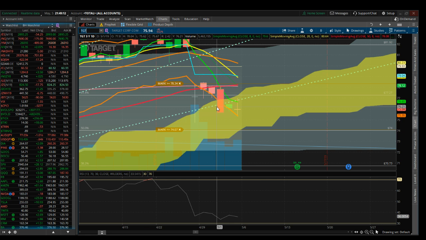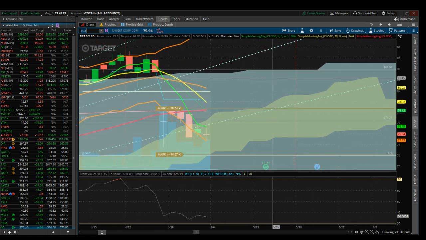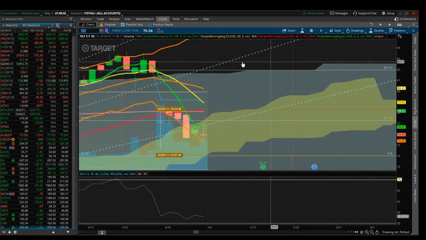So at this point, I'm observing how it behaves around the bottom of this cloud area, the 74.39 level. So let's say it chops down here, right? Then it might start to get interesting. It might start to work its way up and start to break out of the cloud. And then if it does, I think this gap fill is going to be very, very possible on target.